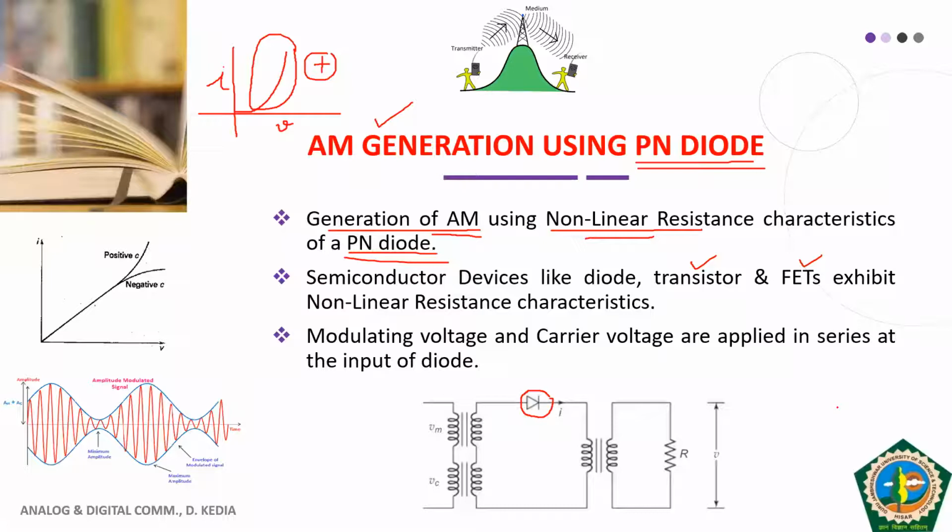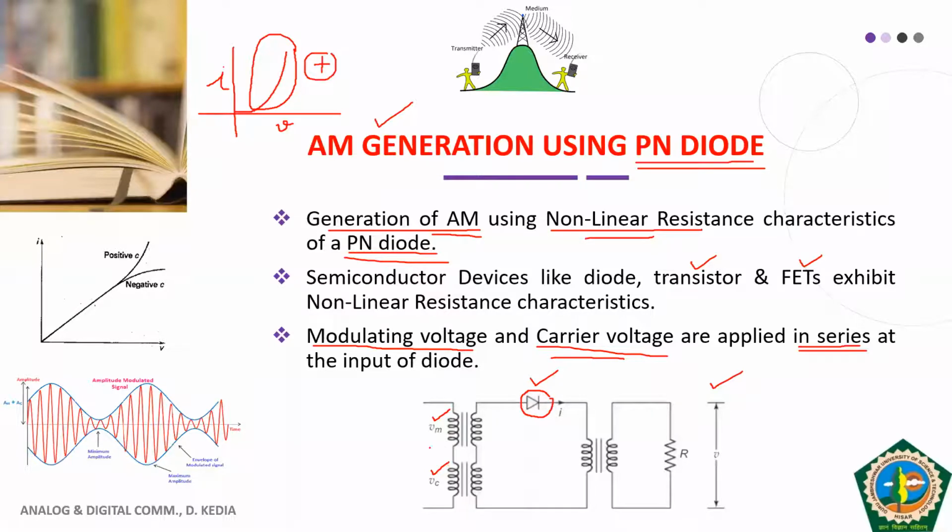And how do we do that? In this circuit diagram in front of you, we apply modulating voltage and carrier voltage in series. We apply them in series at the input of the diode. So this is our diode. And how do we normally apply the two signals? We are using a transformer here. At the input of the transformer, we have used the modulating signal and the carrier signal. So there are two coils in the primary of this transformer, and these coils are connected in series.